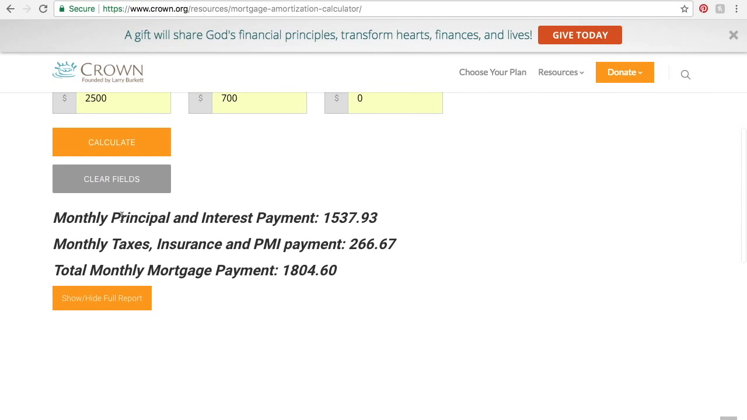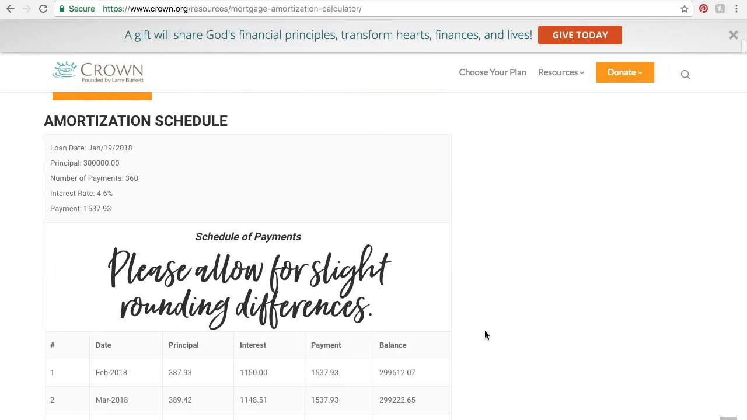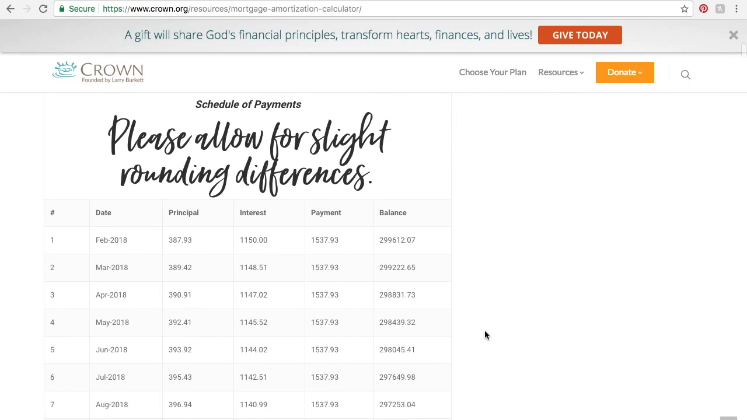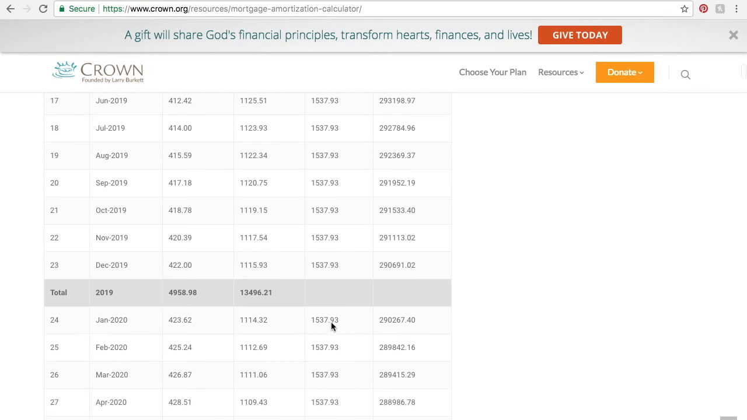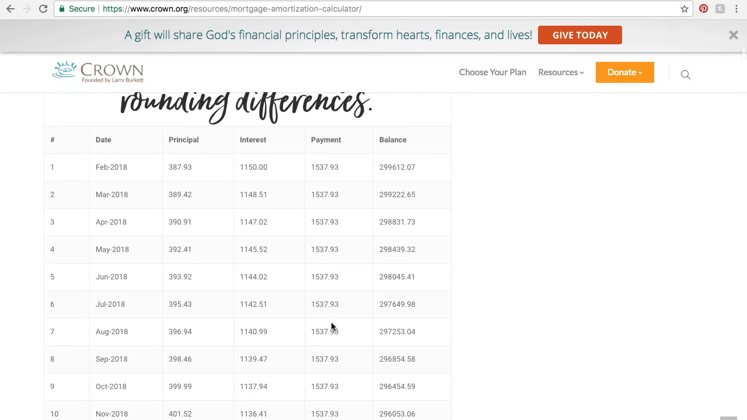So you'll see monthly principal and interest. We're not going to spend a whole lot of time right here, but monthly principal and interest is $1,537.93. We want to show the full report because what I really wanted to show you today was amortization schedule. So this may be slightly off for rounding differences, as it tells you. But what we're looking at here is you can see our monthly payments. They never change throughout the life of the loan. We have always got the same monthly payment.